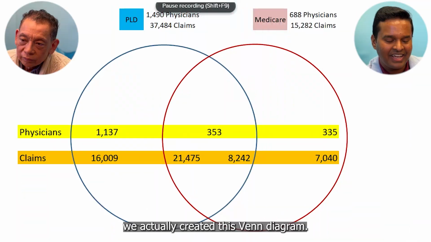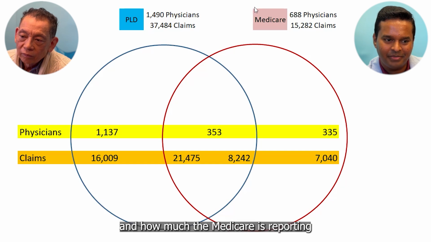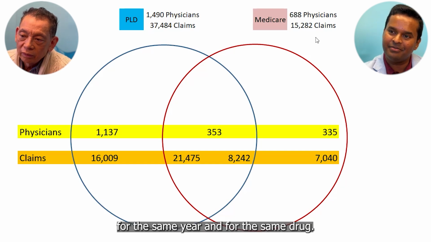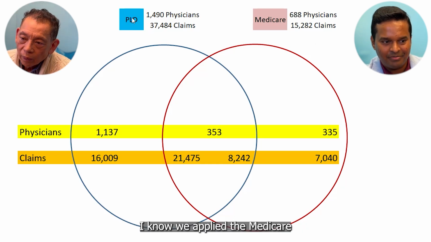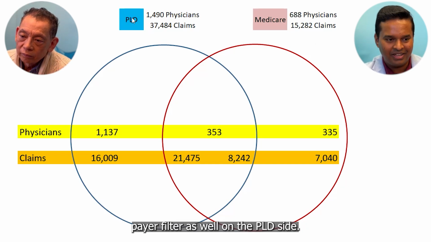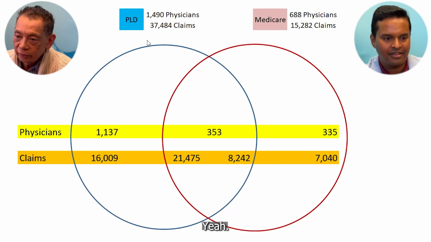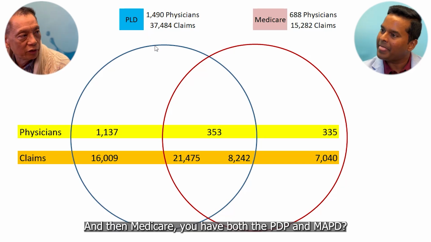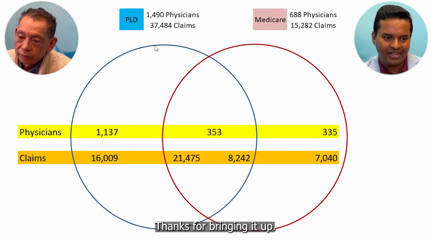So here we created this Venn diagram. We wanted to see how much the PLD vendor captures and how much Medicare is reporting for the same year and for the same drug. I know we applied the Medicare payer filter on the PLD side as well. Yeah, so you have an apples to apples comparison. And for Medicare, you have both the PDP and MAPD. You're absolutely right. Thanks for bringing it up.